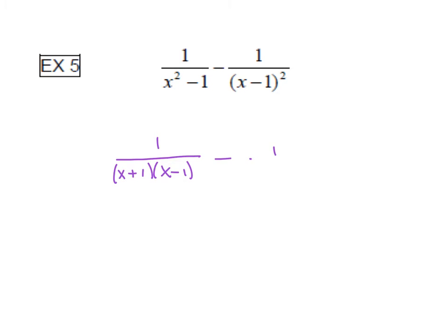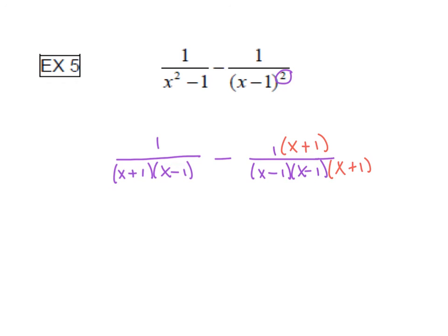Minus 1 over, well, x minus 1 squared just tells me that there's two of those. X minus 1, x minus 1. Alright, so now let's take a look. We have an x minus 1 here and an x minus 1 there. I have an x plus 1, so I need the x plus 1 over here. Remember, multiply it to the top and the bottom.